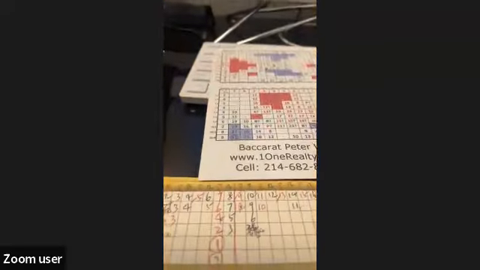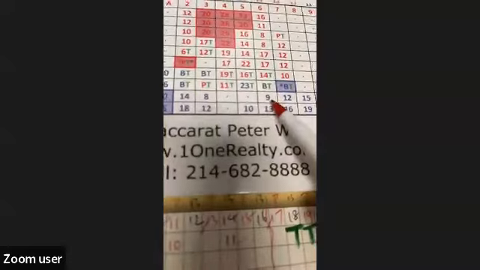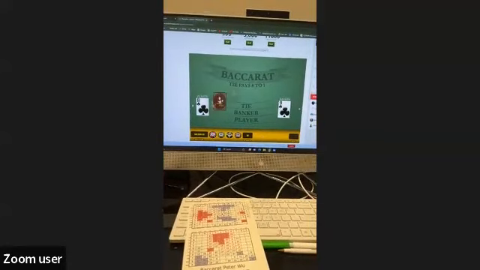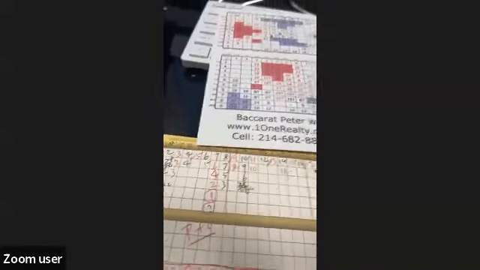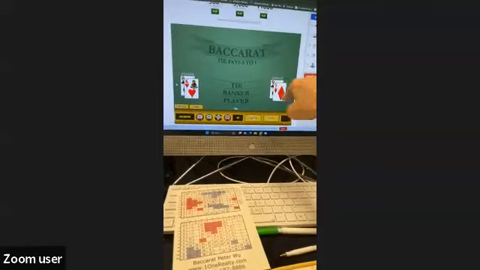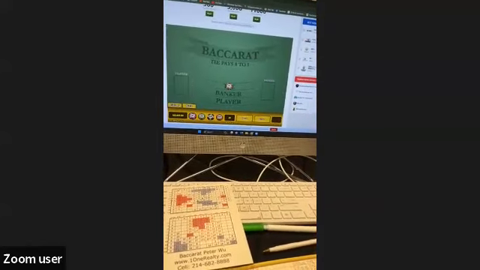P. So A. PBP. A six. Nine. Too small. We wait. Oh, tie again. So right here, line, 1, 2, 1, 2, 1, 2. 21, 21, so banker. High banker.